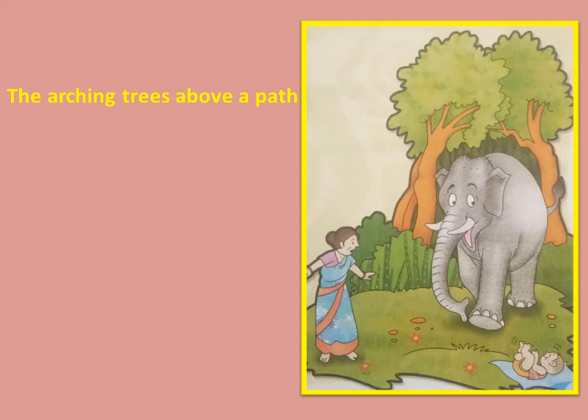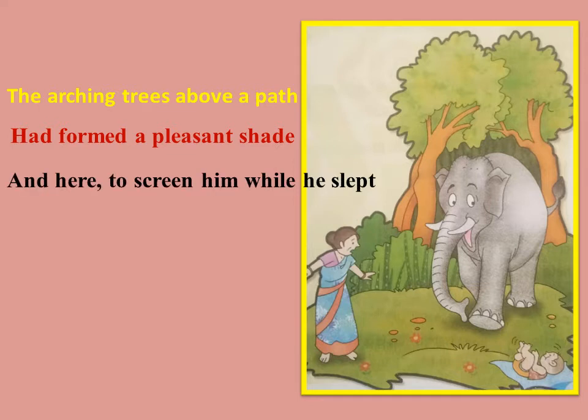The arching trees above a path had formed a pleasant shade, and here to screen him while he slept, an infant boy was laid. In the figure, you can see two bent trees, that is called arching trees. So when we walk through a sunny day, we may feel the need to get some shade. So these trees provide beautiful, pleasant shade.